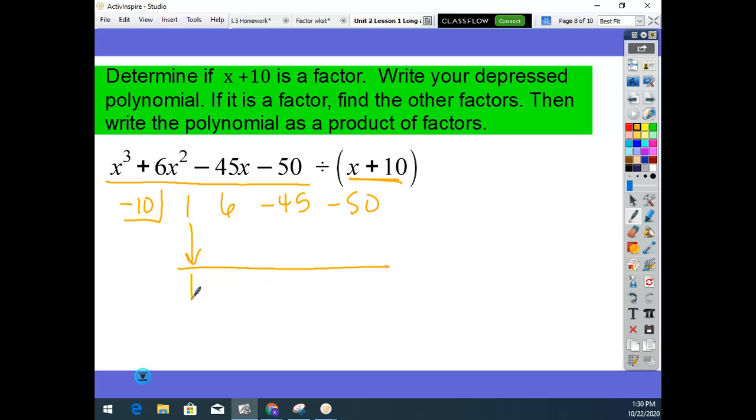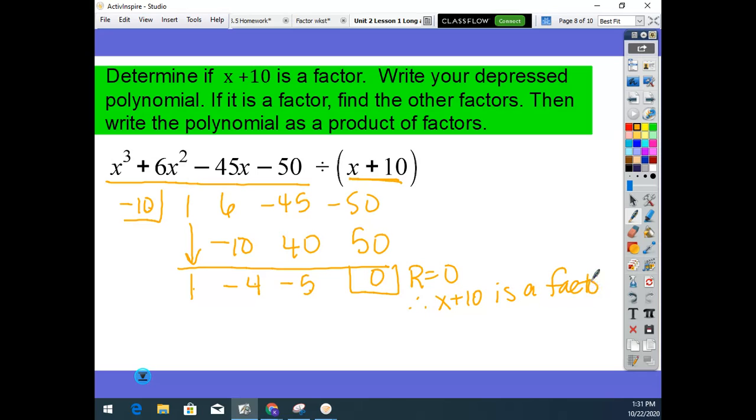Drop the 1 down below the line, multiply, add, multiply, add, multiply, add. Look at that. The remainder is 0. Therefore, x plus 10 is a factor.